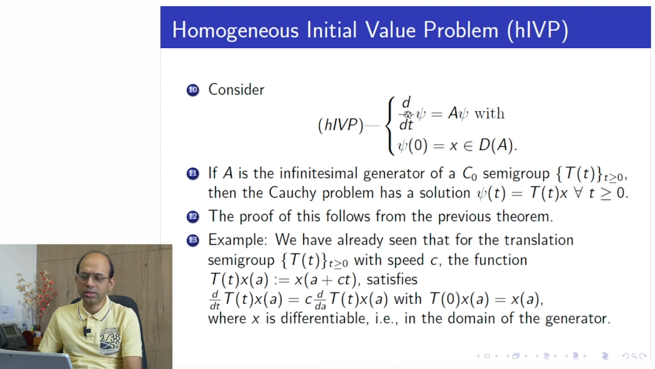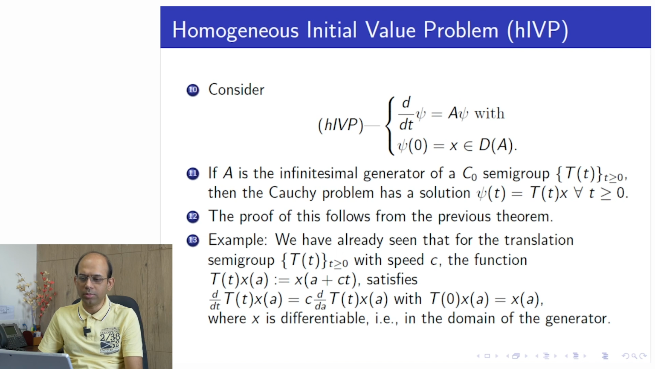It is written in this fashion: d psi dt is equal to A psi, with psi of 0 equal to x. Here x is in the domain of A, and A is an operator. That operator may not be defined on the whole Banach space capital X, but maybe somewhere inside that Banach space it is defined. And then we choose small x from the domain of definition of the operator A.